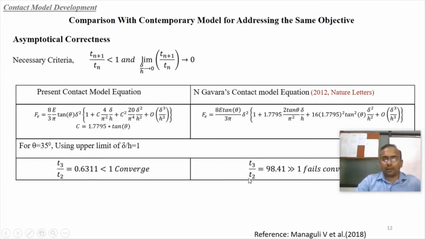But surprisingly, we don't see this in Gawara's equation, where T3 by T2 is not satisfying this necessary criterion, and the value is not even close to 1. And this is going to add a lot of error in the extracted properties. It's going to underestimate the evaluated properties. So that is what we are going to show you in the experimental results also.